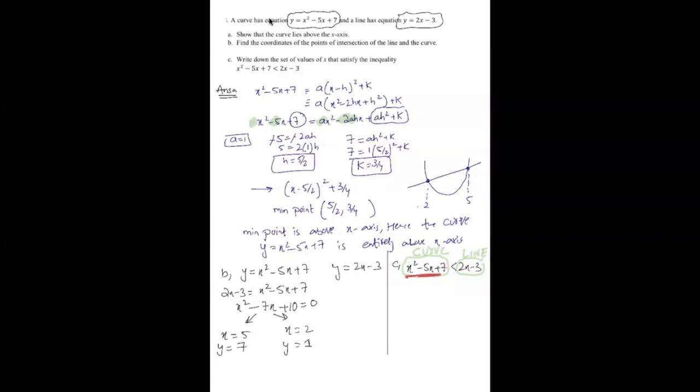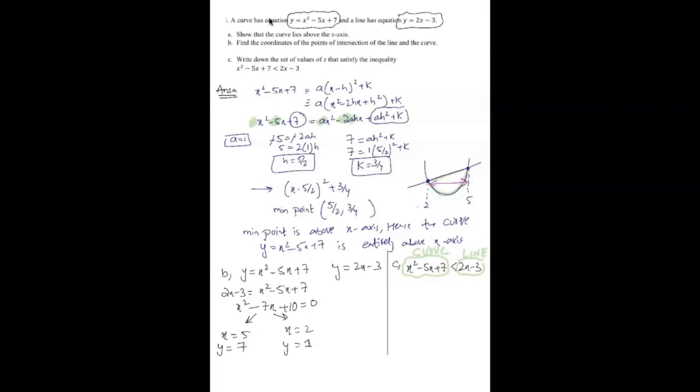Here's the question again. The curve's equation needs to be less than the equation of the line. This means there are going to be values of x which satisfy this inequality, and for which the curve is going to be below the line. Less than the line means below the line. So where is the curve below the line? Over here? Yes or no? This is your line and this is your curve. The curve is below the line. So the curve is below the line for what range of values of x?